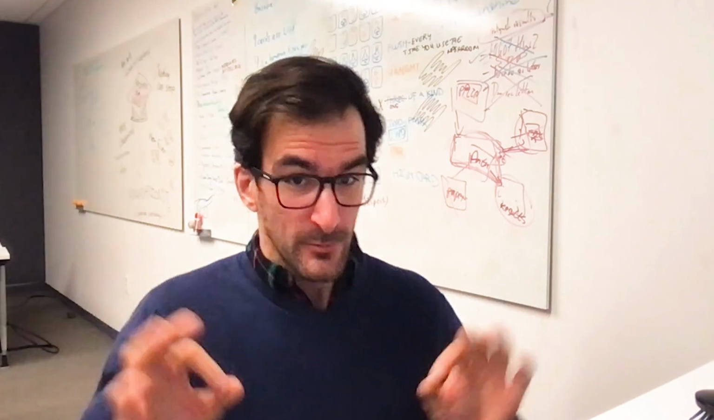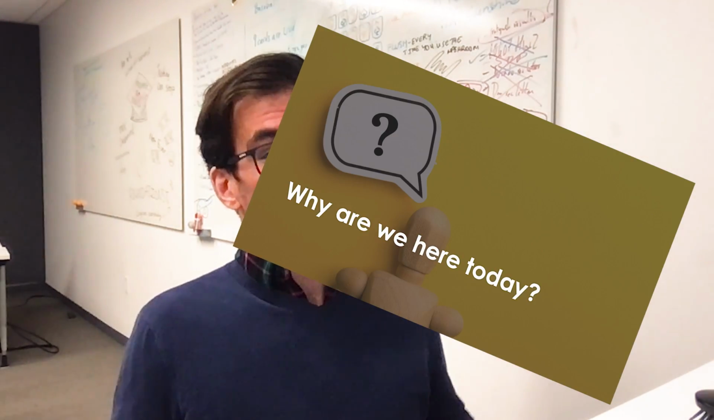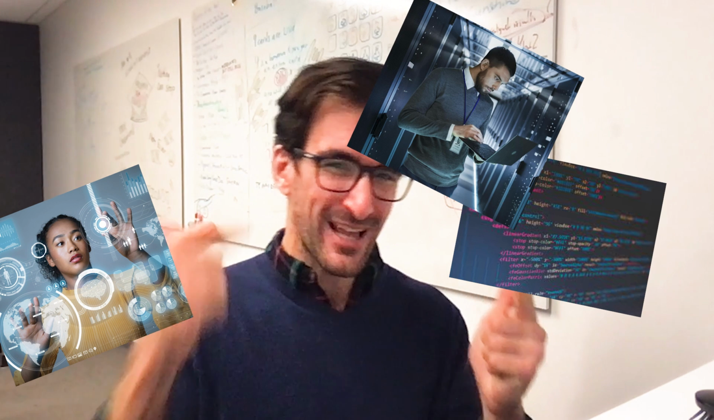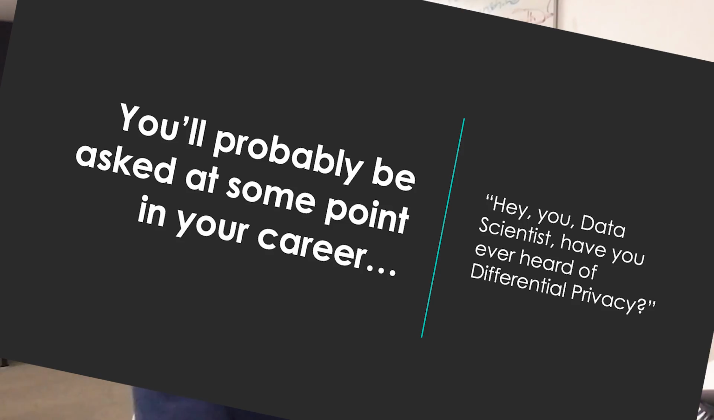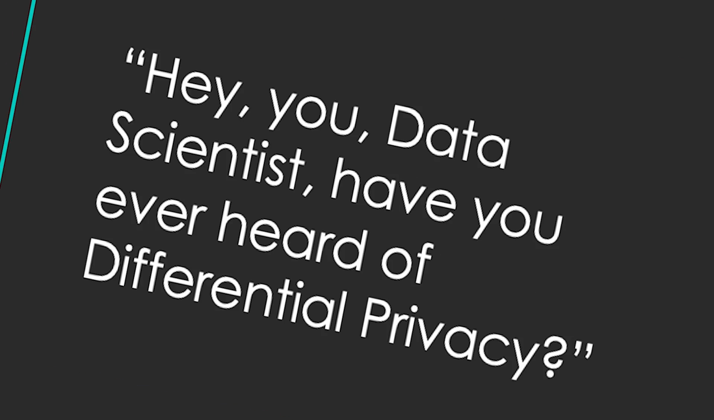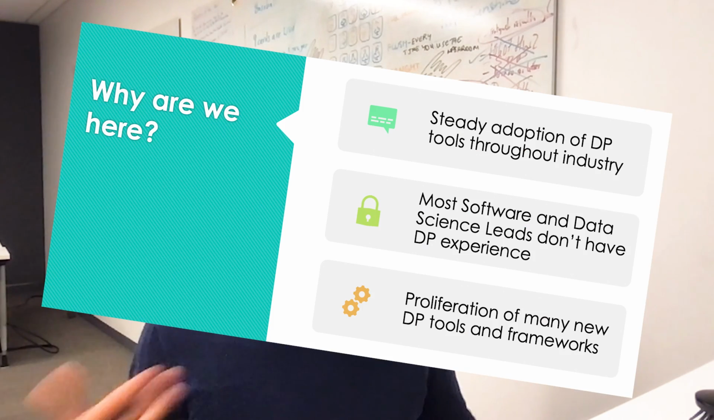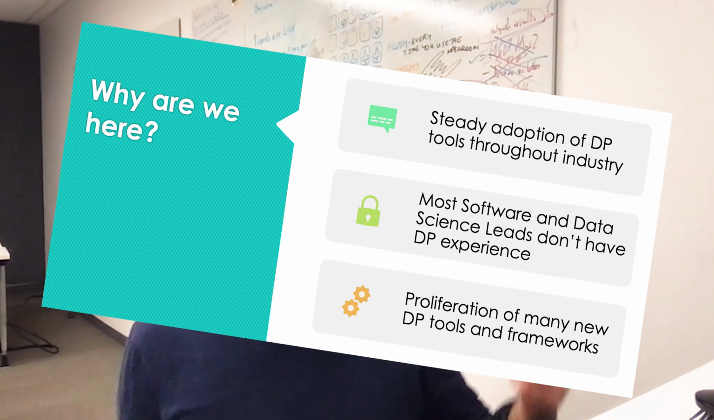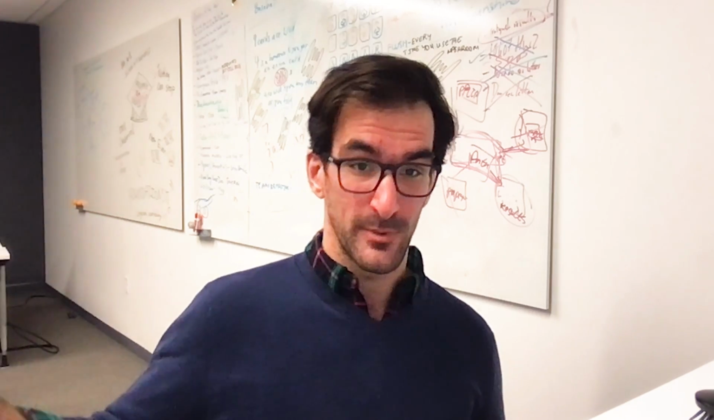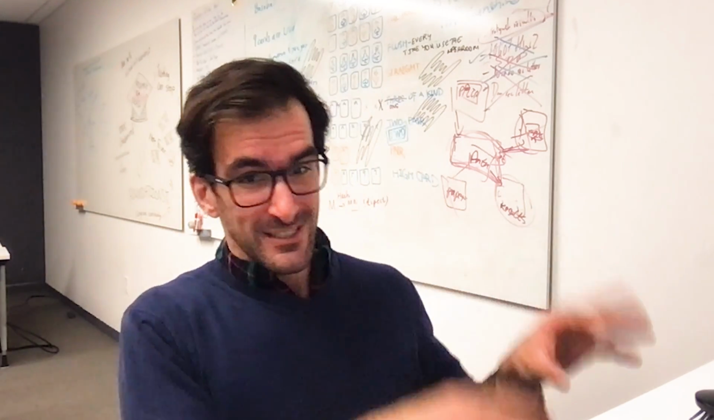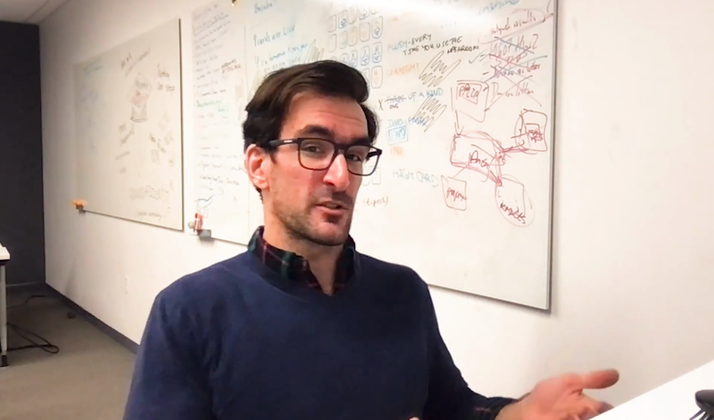So the first thing we got to ask ourselves is, why are we here today? And well, you're probably a programmer or a data scientist or somebody who works with programming or data or code or science or deployment or operations. And in your career, you might actually be asked, hey, have you ever heard of differential privacy? And that's a great question because there's been a steady adoption of DP tools throughout industry with Google, Microsoft, Apple, even the government with like the US Census Bureau. And so most software tech leads, understandably, don't have a lot of differential privacy experience.